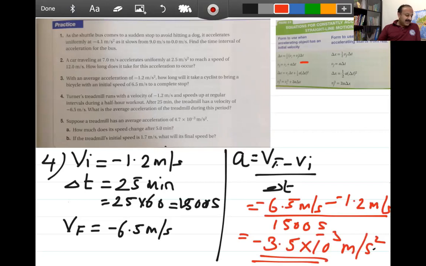And you can see in the question, initial velocity is minus 1.2. Final velocity is minus 6.5. If you look at the magnitude of velocity, 6.5 is greater than 1.2. That minus is just showing that it is going backwards. Okay, I think it's clear to you. So now I'll move to question number 5. Okay, so let me erase this.